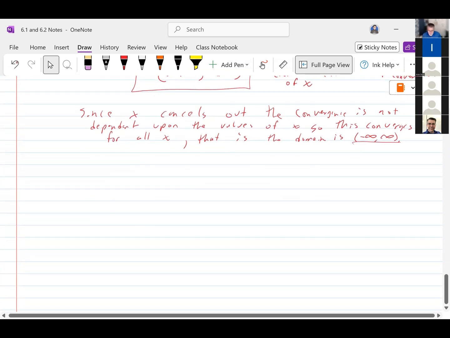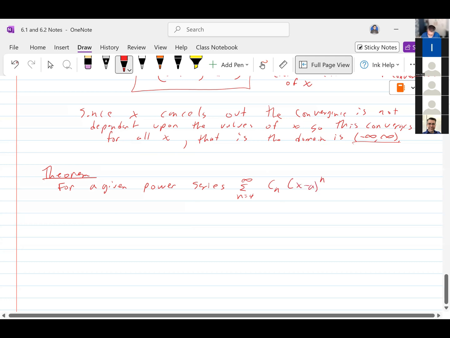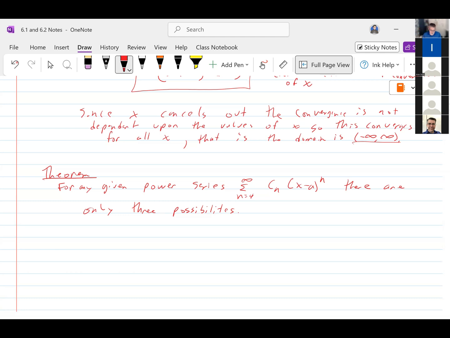Okay, let's cover a theorem here. For a given power series, the summation n equals 0 to infinity of c sub n times (x minus a) to the nth power, for any given power series, there are only three possibilities.